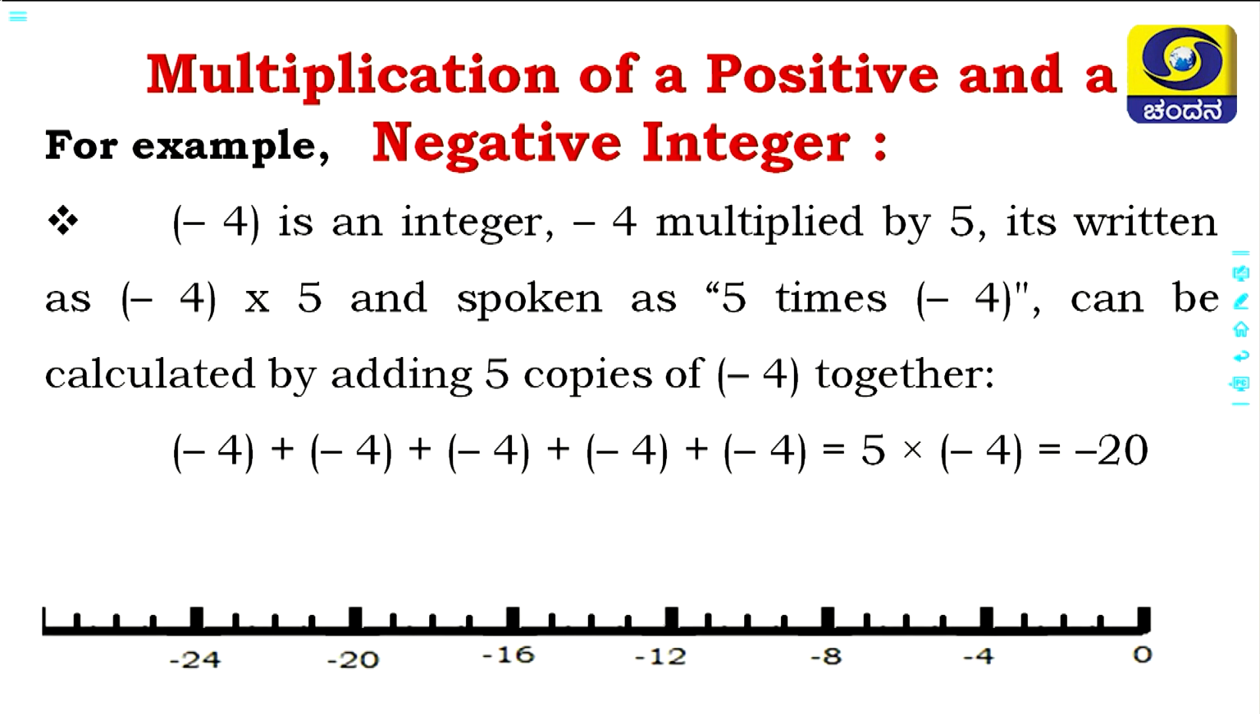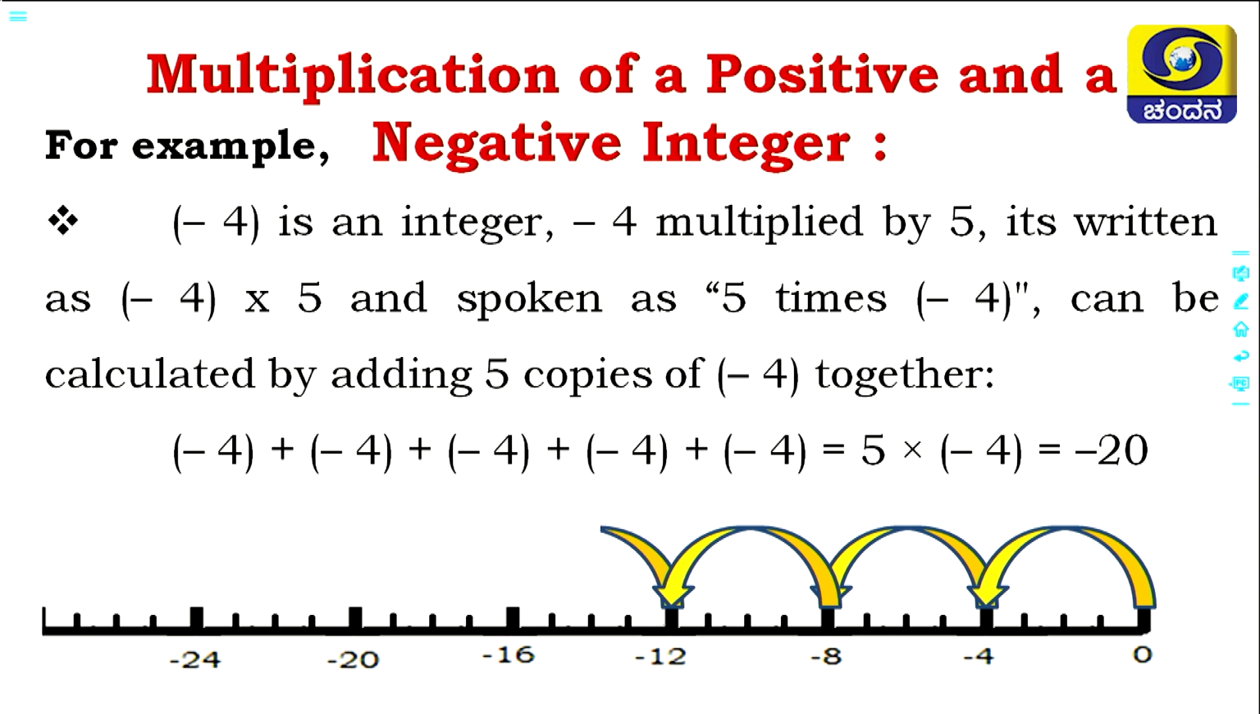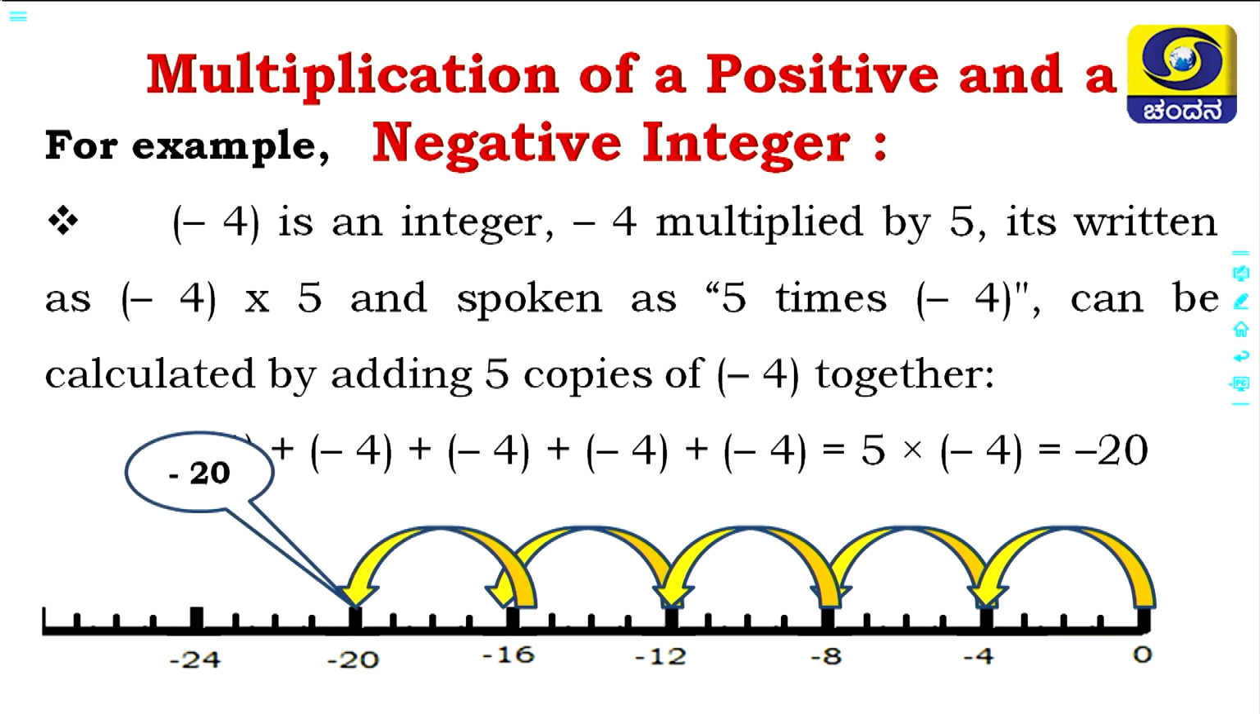See the number line: 0, minus 1, minus 2, minus 3, minus 4, and so on. This is the negative integers number line. From 0 to minus 4 is the first step. Second, once again minus 4, that is minus 8. Minus 8 plus minus 4 is minus 12. Minus 12 plus minus 4 is minus 16. Then minus 16 plus minus 4 is minus 20. Yes, very good. Minus 20 is the answer.